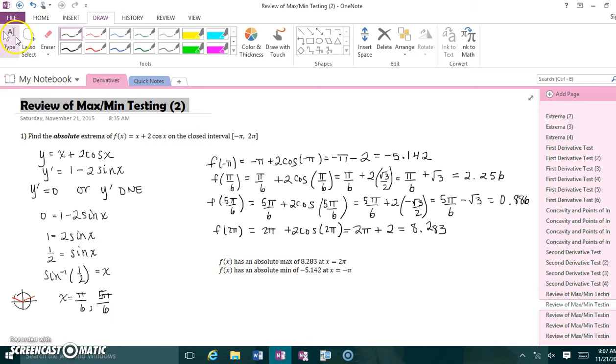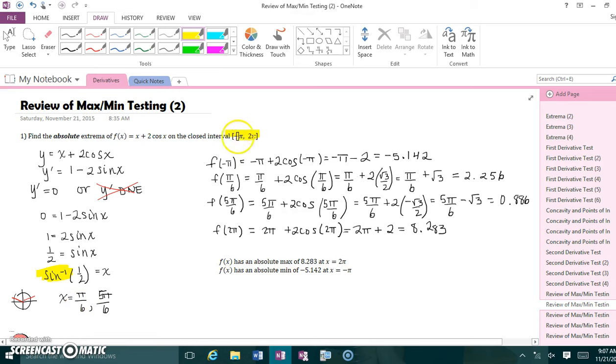First one is here. For my first test, where am I? Okay, I got the derivative. I need to know where the derivative is 0 or does not exist. Here is setting the derivative equal to 0. This derivative never is non-existent for a trig function. So I found my inverse here. Some people forget their inverses. And I have pi over 6 and 5 pi over 6.